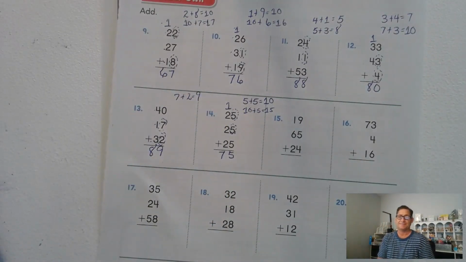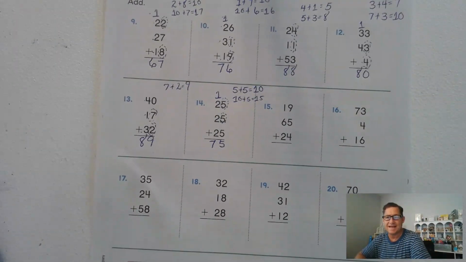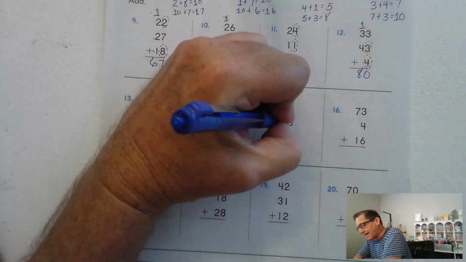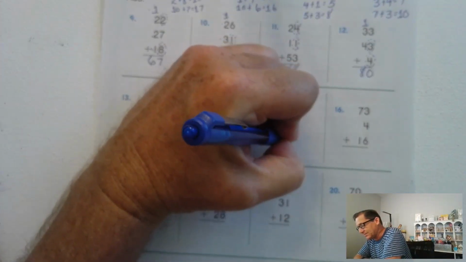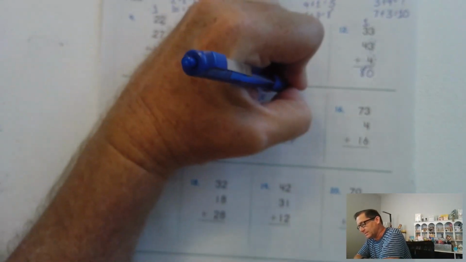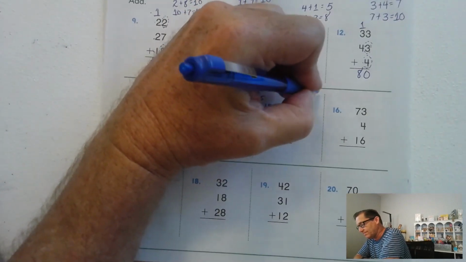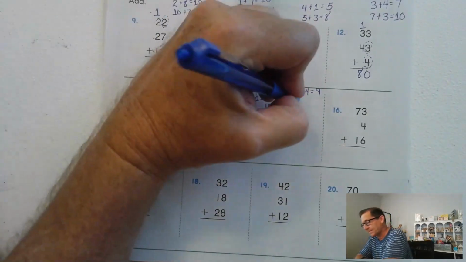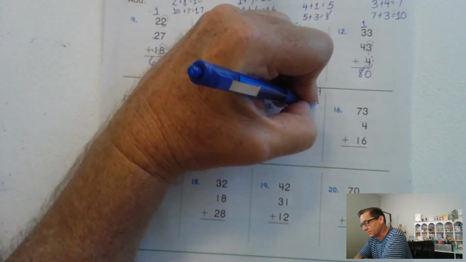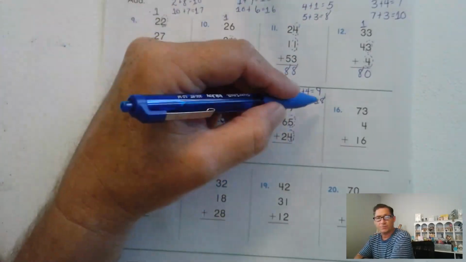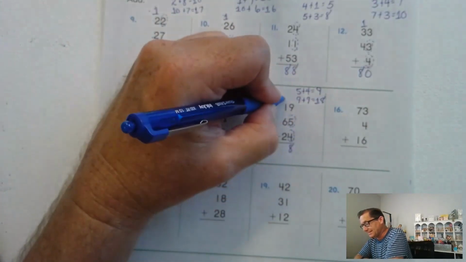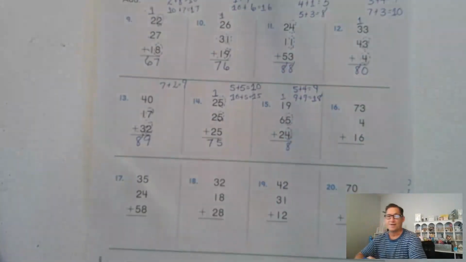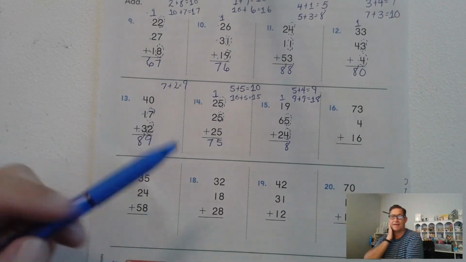Okay, number 15. Okay, I can't make a 10, but I see that if I add 5 and 4, that makes 9, and so I would have doubles. So I'm going to add 5 and 4 to get 9, and 9 plus 9 is a double, which is 18. Regroup 18 as 1 ten and 8 ones. Okay, add the tens.